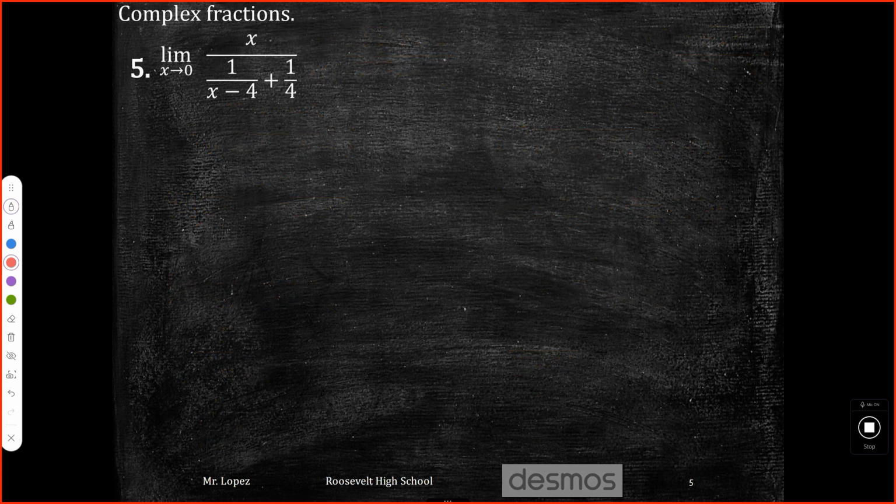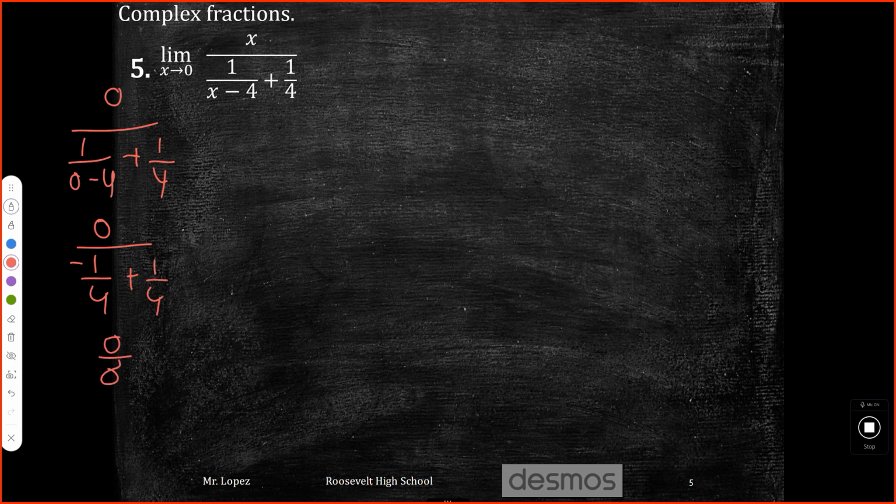Okay, how do we solve complex fractions? Problem number 5, limit as x approaches 0 of this complex fraction. You notice that if we plug in x is equal to 0, at the top, we'll get a 0. Then we're going to have 1 over 0's x minus 4 plus 1/4, which is going to be 0 over negative 1/4 plus 1/4, which is going to be 0 over 0. That is an indeterminate form.